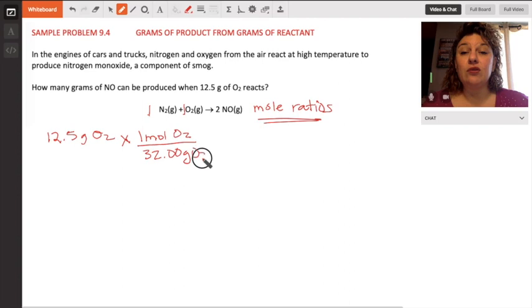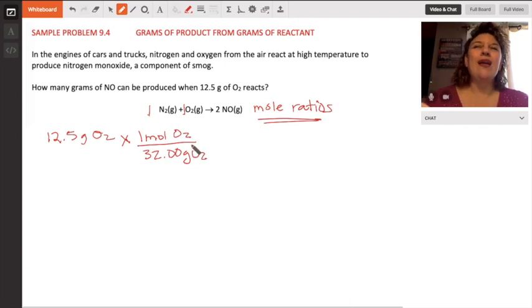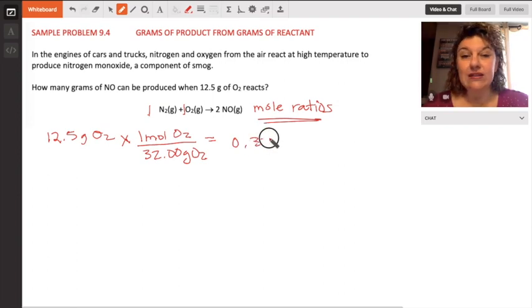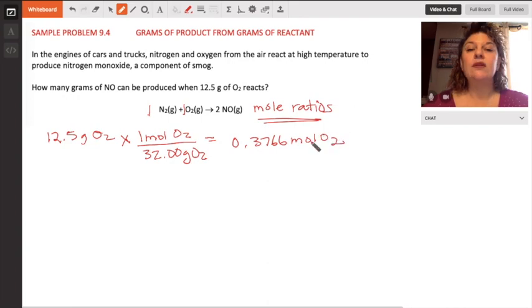32.00 grams of O2. And that's because each one on the periodic table is 16.00, or 15.9998 or something like that. But it's 32.00 if we're going one more significant figure than the 12.5. Okay, so when we do this, we figure out that we get 0.3766 moles of O2. So now 0.3766 moles of O2 is what we're going to start with.